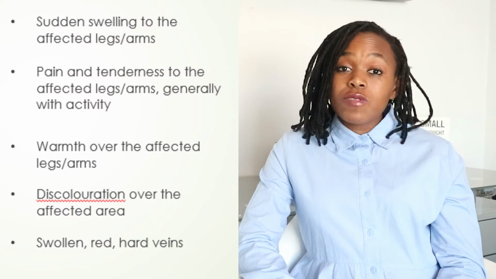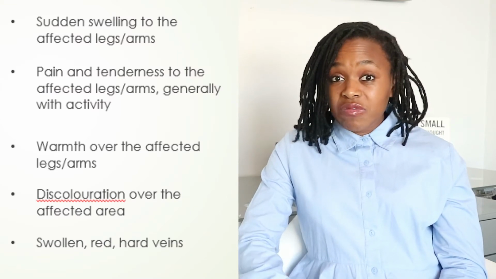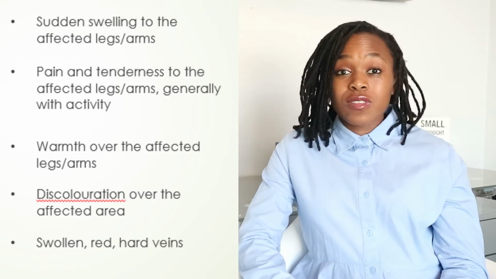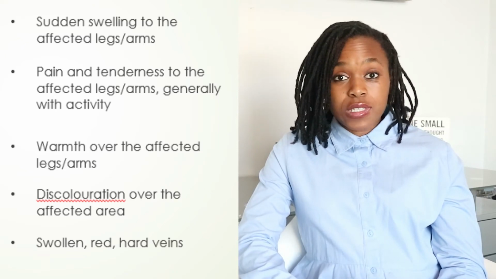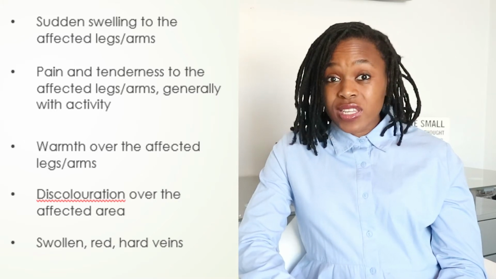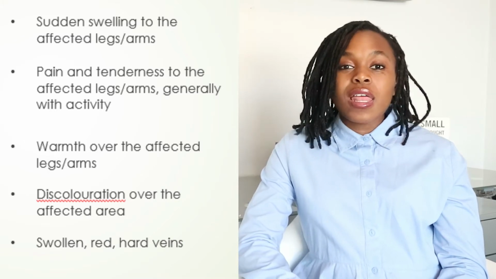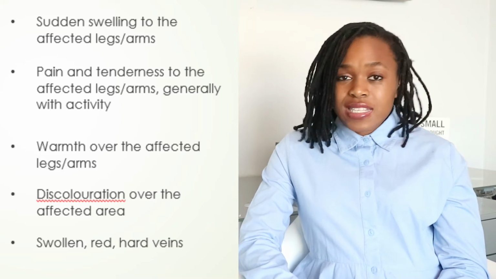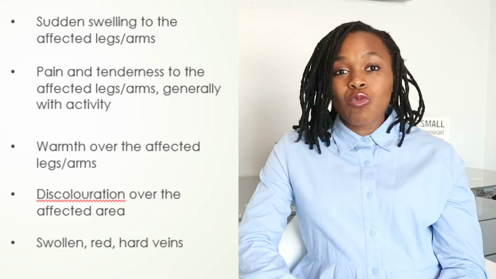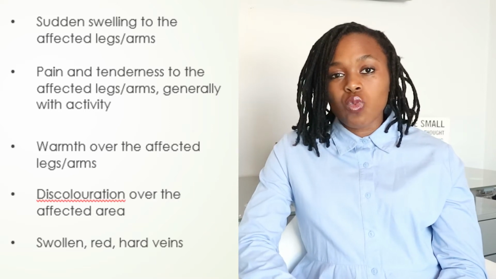Signs and symptoms of DVT are fairly visible. What you'll notice is swelling over the part of the leg where the thrombosis is. You may also see some discoloration in your skin. It may also be quite sensitive to touch, through pain and tenderness, and if you touch it, it may feel warm in that area.